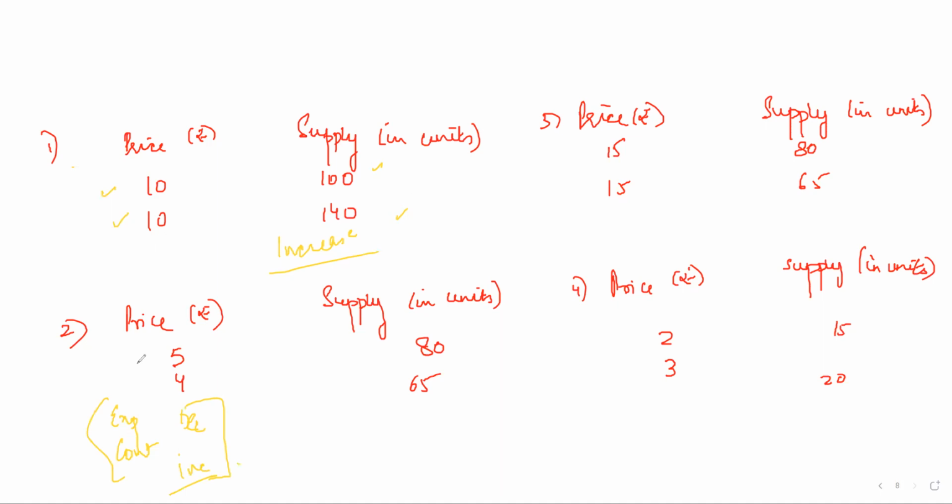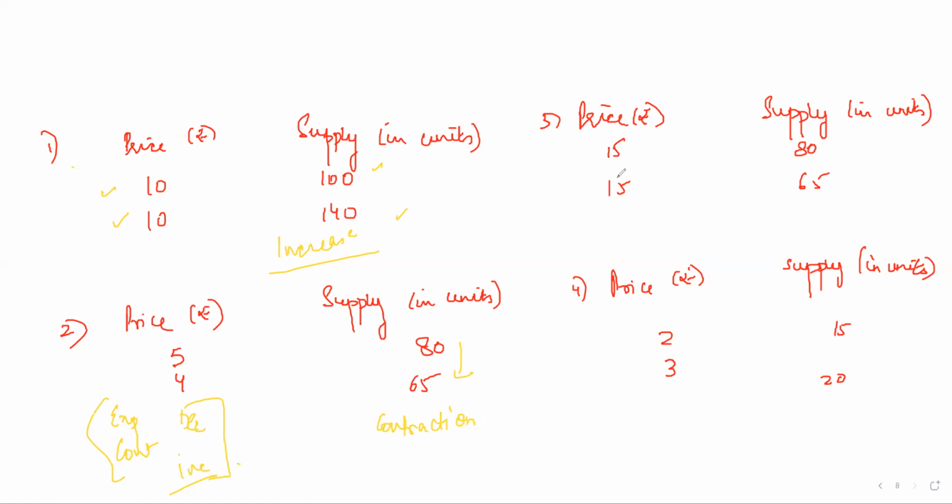Okay, now let us take one more example. Now the second example is that there is a decrease in price from 5 to 4 and the supply has fallen from 80 to 65. Okay. Now the price has fallen, consequently the supply has fallen, right? So this is not a case which remains unaffected because of the price. So what do you call this? Is it increase, decrease, contraction or expansion? It is contraction, right? The supply has contracted. It is a contraction case.